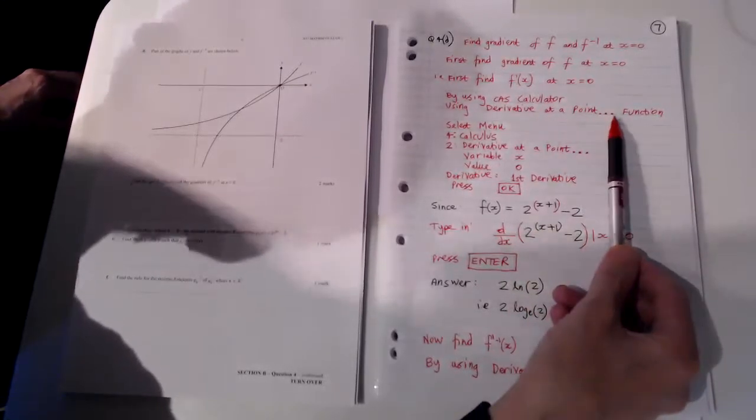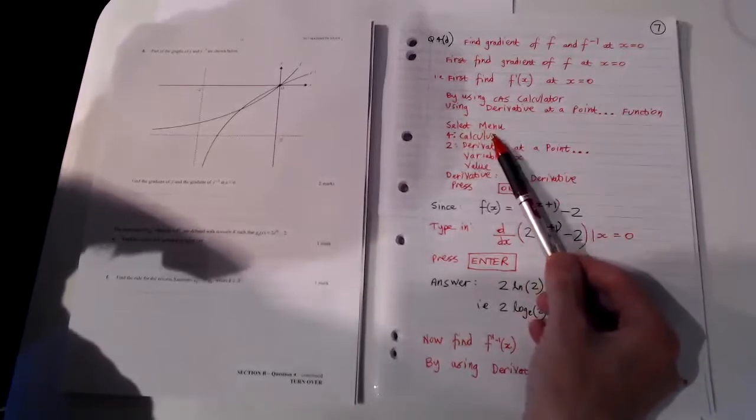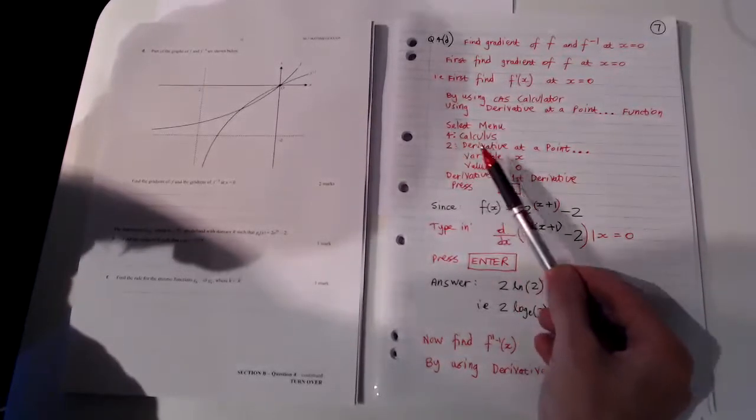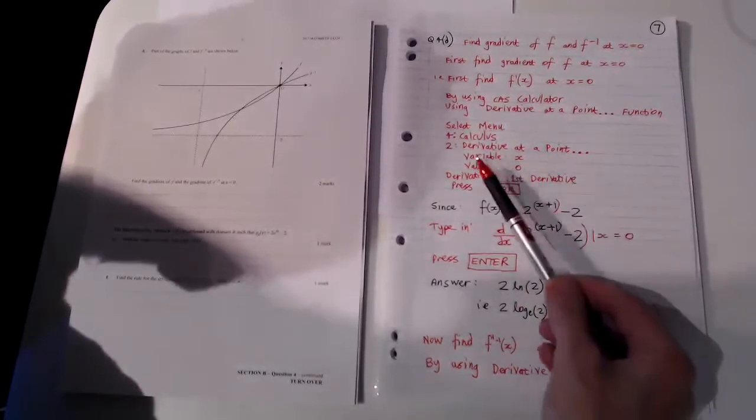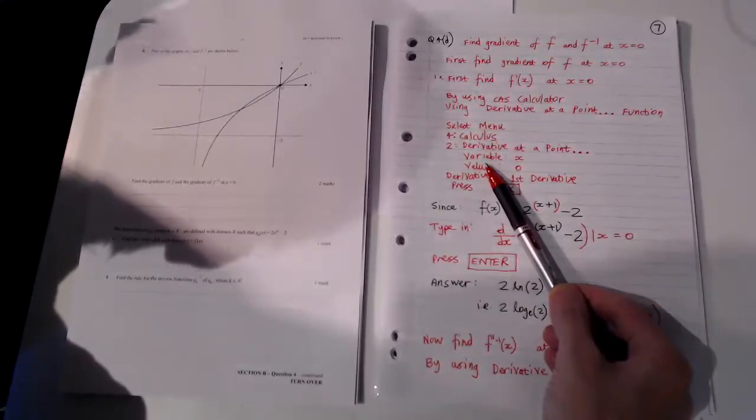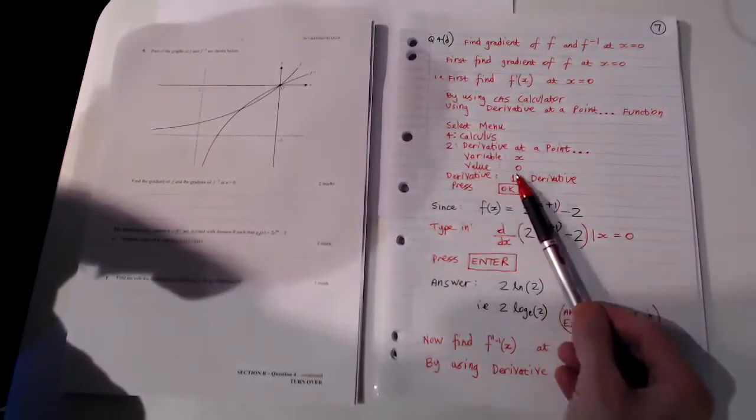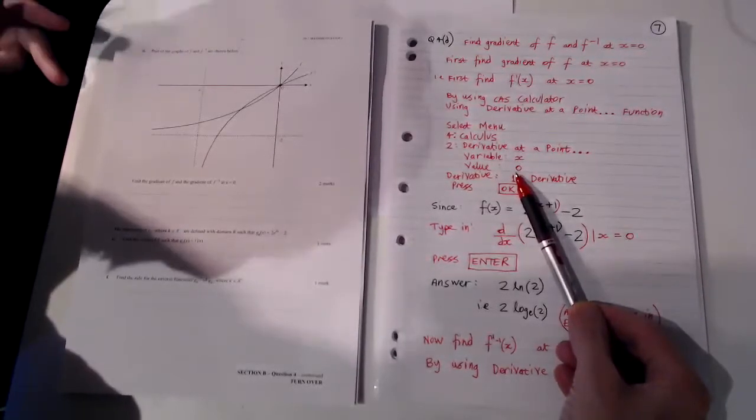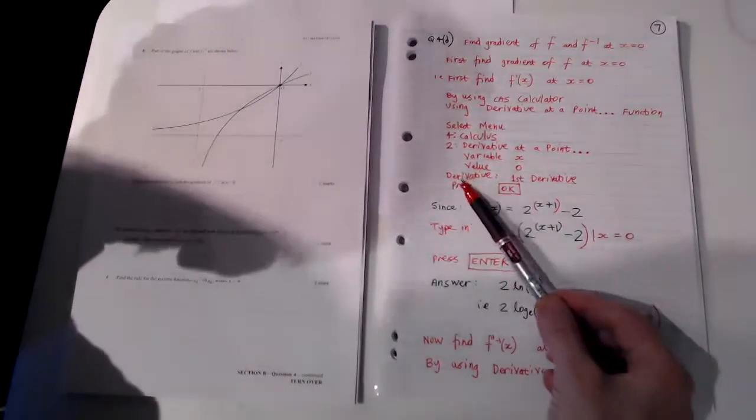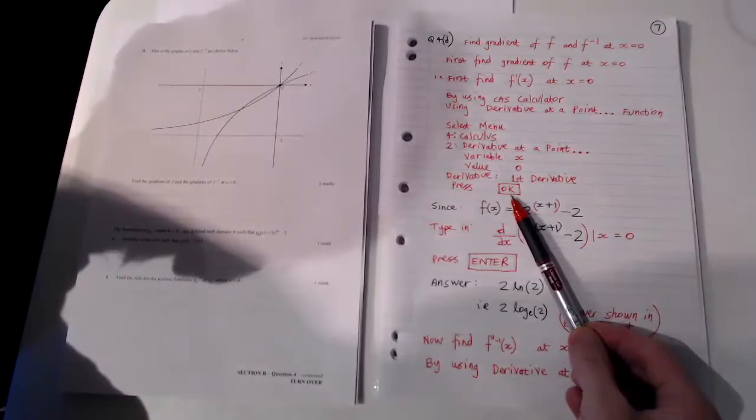a point function on the TI Inspire. You select menu, select 4 for calculus, select 2 to derivative at a point. A pop-up box appears. Make sure the variable says x. Put the value of 0 because they're saying find the gradient of f at x equals 0. And of course, select first derivative and press OK.